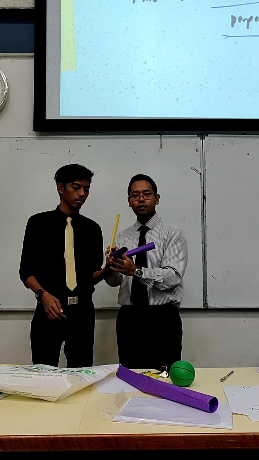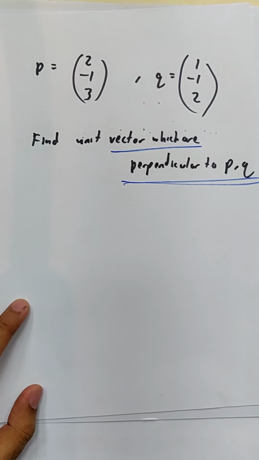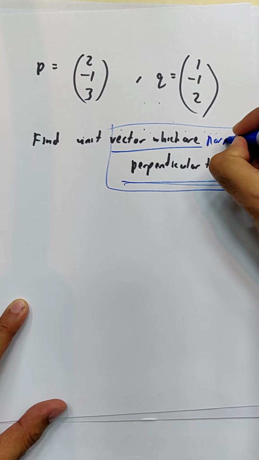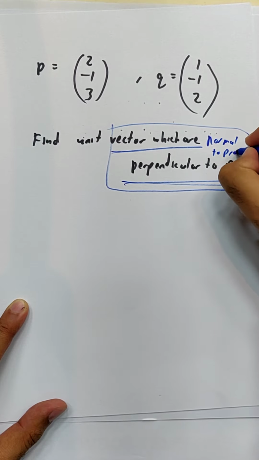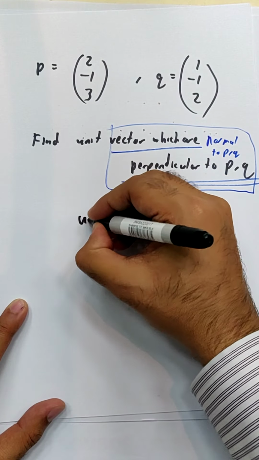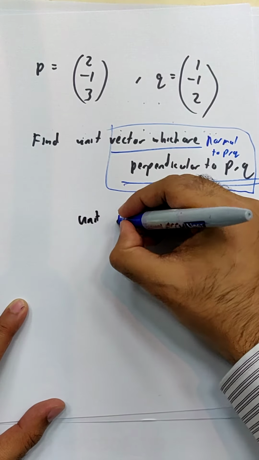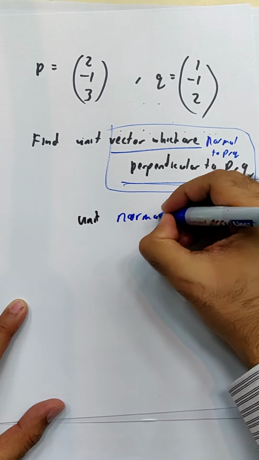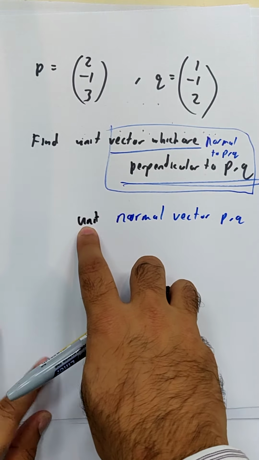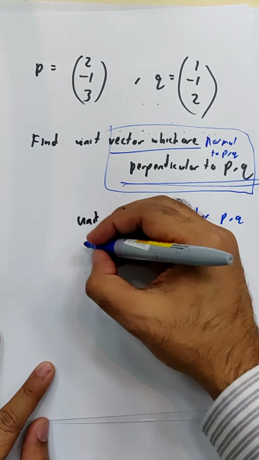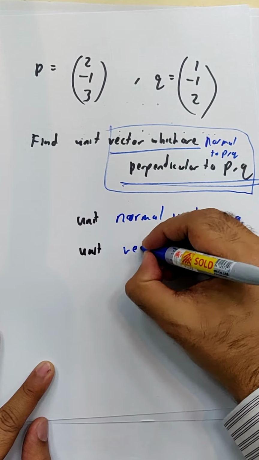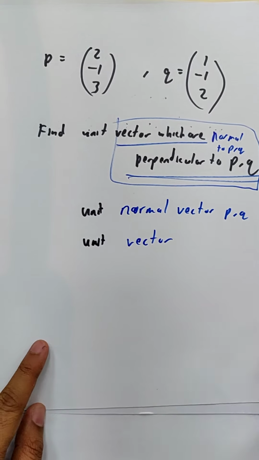Pause the video. So we understand right now, this means the normal, normal to P and Q. What they are trying to ask is to find the unit of the normal vector of P and Q. How do you find the unit? So what they're trying to ask you even further is, how do you find a unit vector? Do you know the formula?